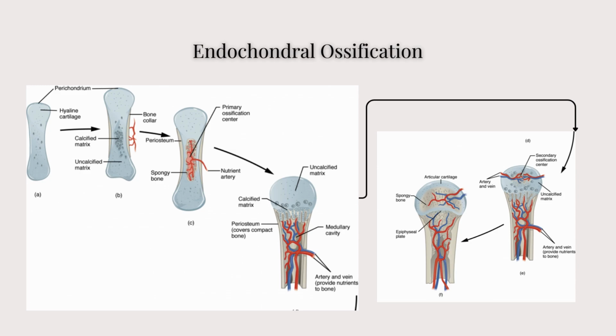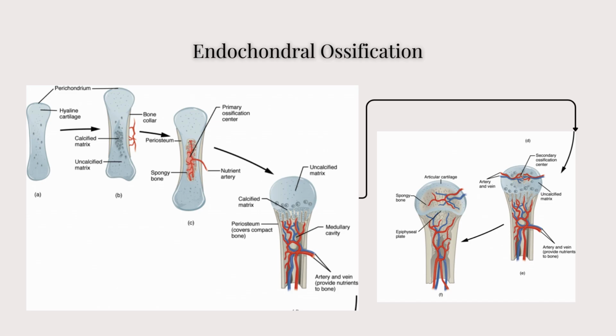This type of ossification begins with the cartilage model of the bone. The process starts at the primary ossification center, typically located in the middle of the cartilage model. This cartilage model serves as a blueprint or template for the future bone. It is a framework of hyaline cartilage that resembles the shape of the bone to be. Mesenchymal cells differentiate into chondrocytes, which produce a cartilage model of the future bone.